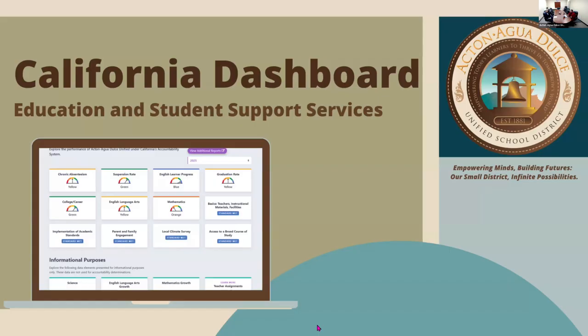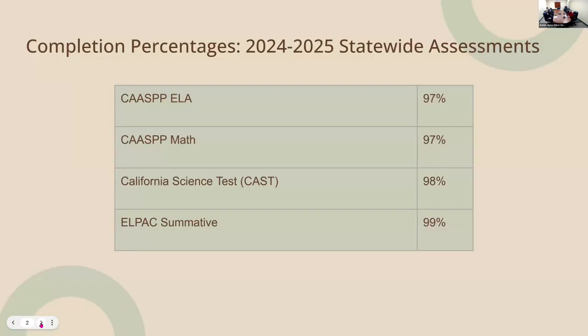So this is just the opening slide that shows the dashboard overall. If you go to the California dashboard website and pull up any district, this is the slide that you would see. So we can go to the next slide. We're starting out with our completion rates for our 2024-25 assessments. For the ELA assessment, we had 97%, as well as for the math. For our CAST, which is the California Science Test, we have 98% of our students, and for our LPAC summative assessment, we had a 99% completion rate.